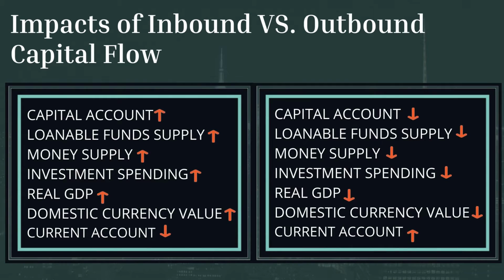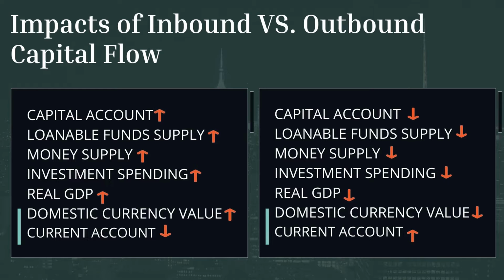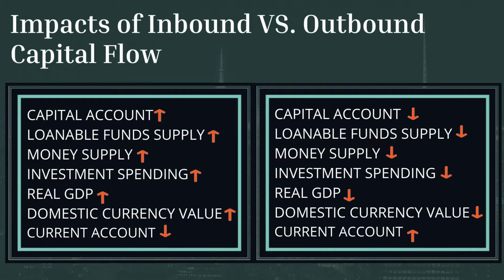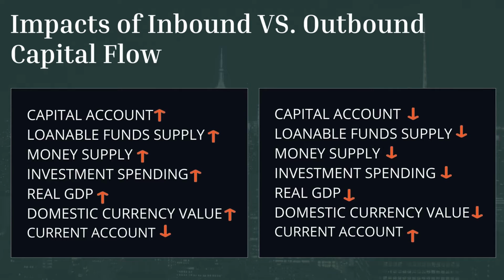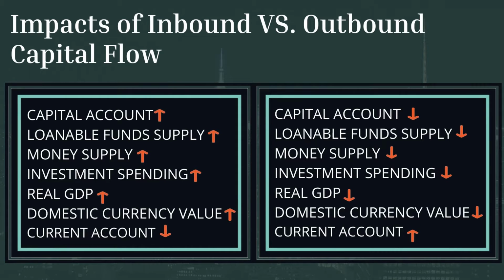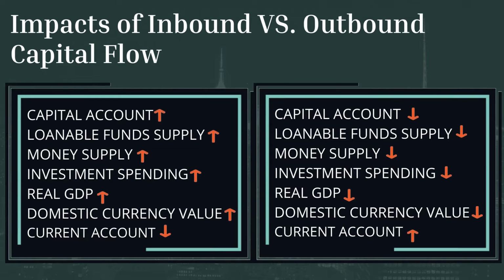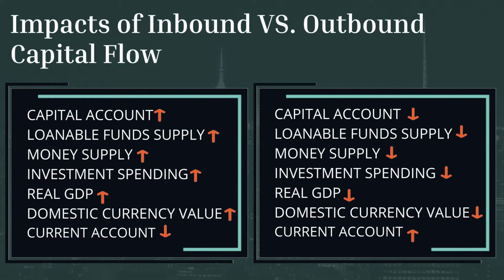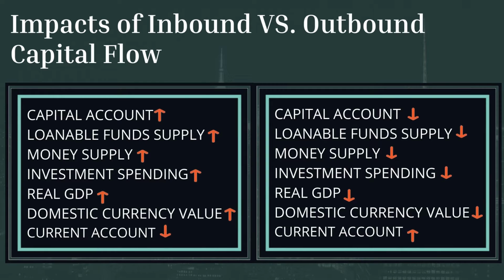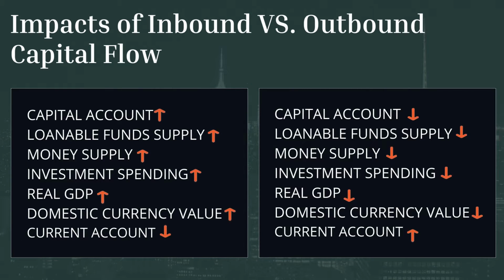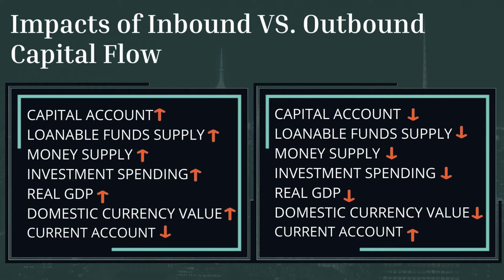However, inbound capital flow will also cause demand-pull inflation, combined with an increase in consumption and the appreciation of the country's currency in the forex market. This will also drive a country's current account balance towards a deficit as domestic consumers purchase more imported goods and services. While outbound capital flow will also cause deflation combined with a decrease in consumption and the depreciation of the country's currency in the forex market. This will drive the country's current account balance towards a surplus as domestic consumers purchase fewer imported goods and services.